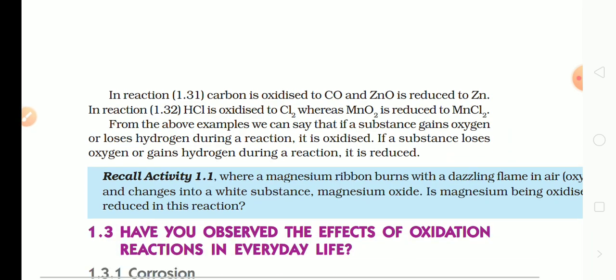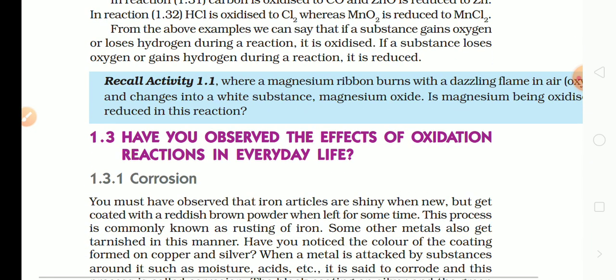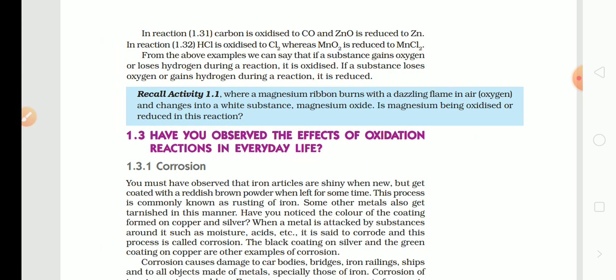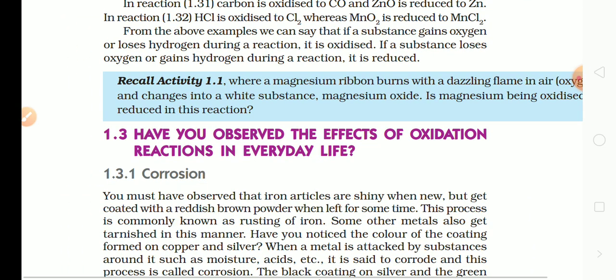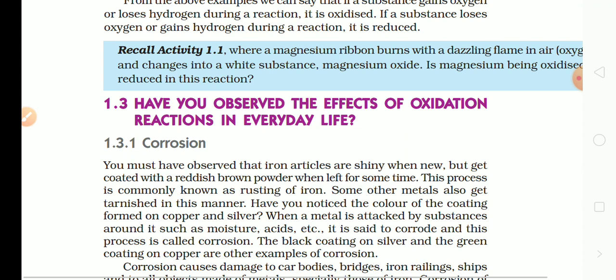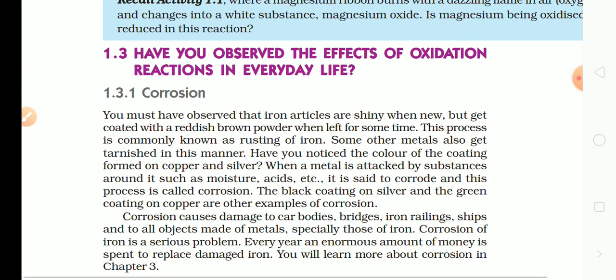Collect whatever number of chemical equations you can, and just try it out. Try to find out which is the oxidizing agent, which is the reducing agent, which substance undergoes oxidation and which substance undergoes reduction. Now you can see the application of this, or the occurrence of oxidation in your daily life.